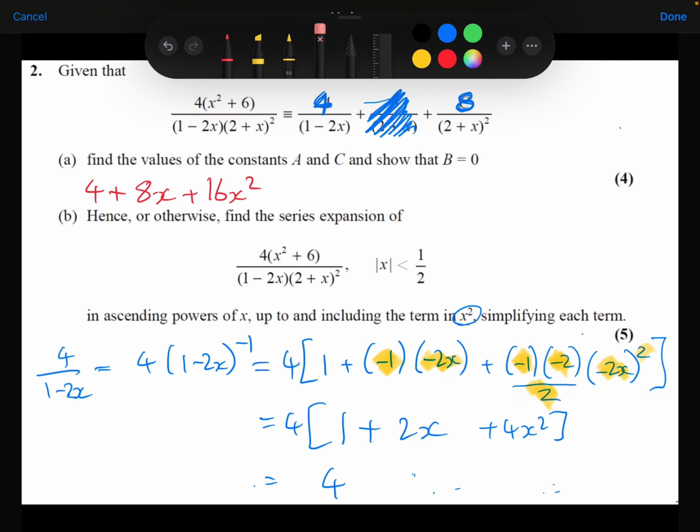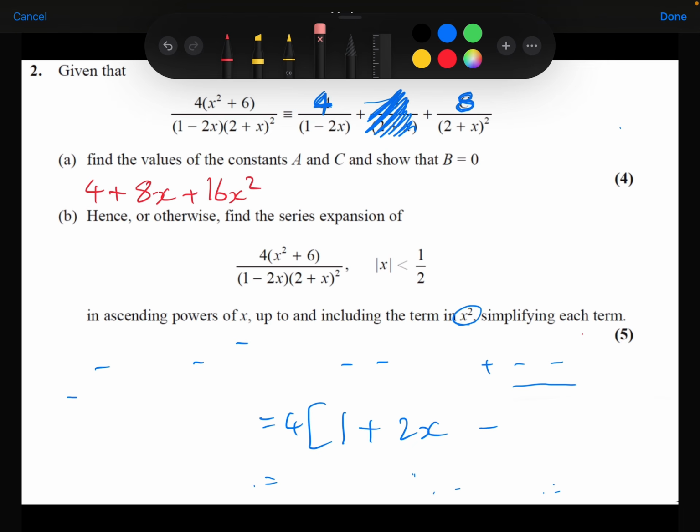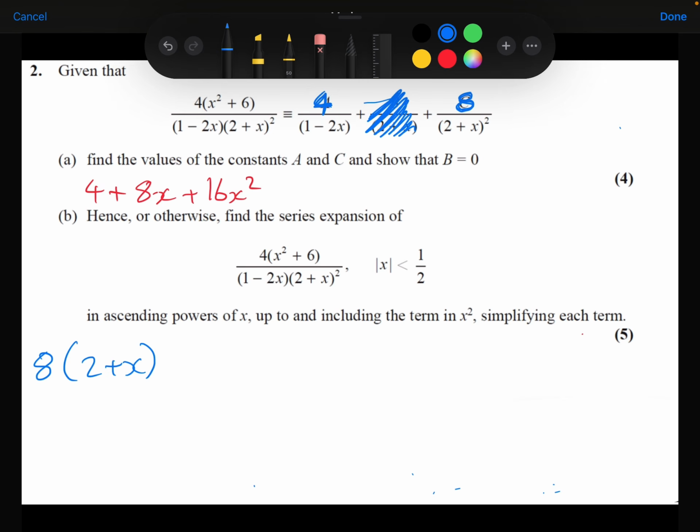Right, let's now do exactly the same thing with the second fraction, the 8 over the 2 plus x all squared. So again, I need to first of all rewrite it as 8 times 2 plus x to the power minus 2. Now in this case, I'm not allowed that to be a 2. That has to be a 1. So I'm going to factorise that 2 outside.